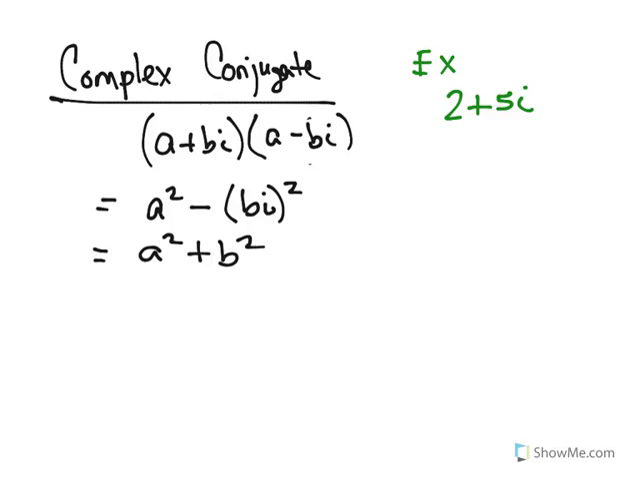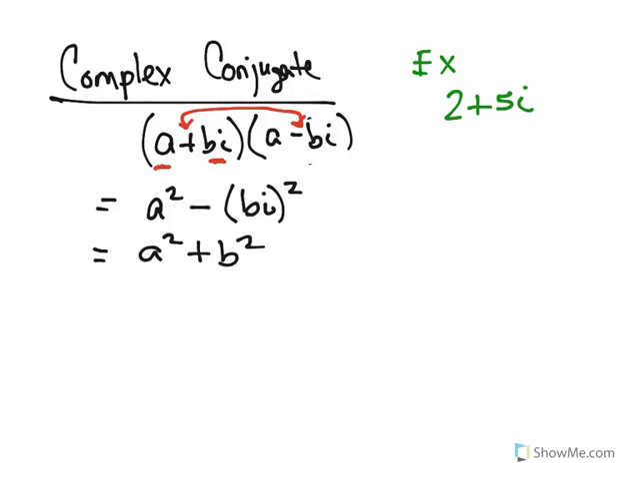Okay, let's talk about the complex conjugate. Basically, what a complex conjugate does is you have two terms. You have the real part and you have the imaginary part. But notice, it's the same thing except the signs are opposite. When you have complex conjugates and you multiply them together, what happens is this.